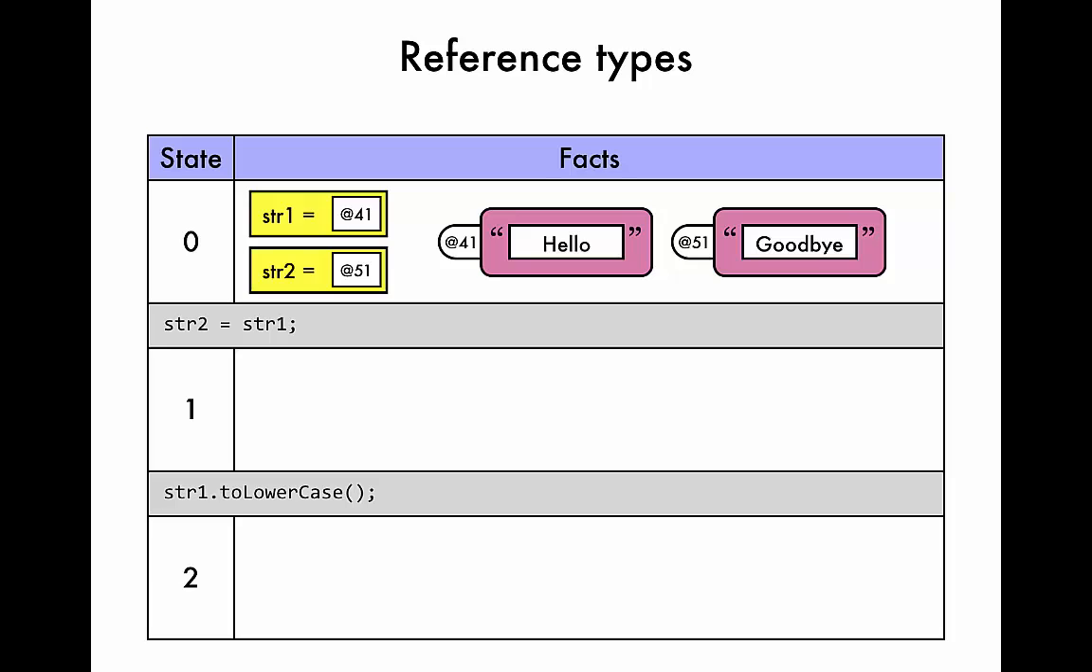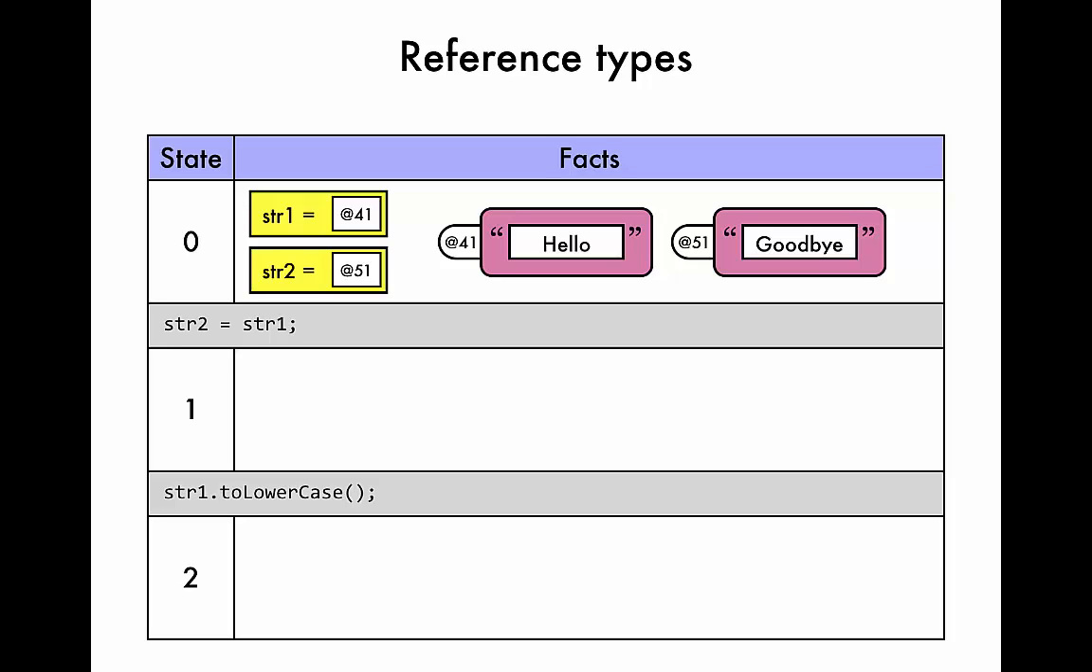For our final example, we're working with strings. Strings are reference types, but unlike rectangles, strings are immutable, meaning their object values, once set, will never change. We start with string 1 referencing the string hello, and string 2 referencing the string goodbye.